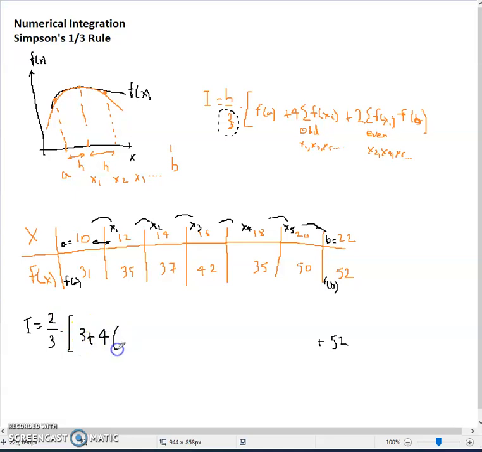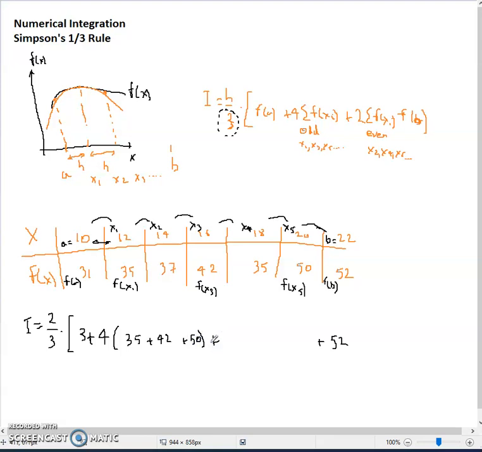And then I add 4 times the summation of the odd f of x. So I need the f of x1, the f of x3, the f of x5, and that's all we have in this example. So 35 and 42 and 50.